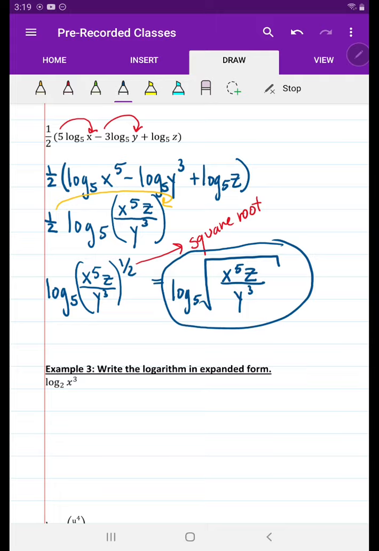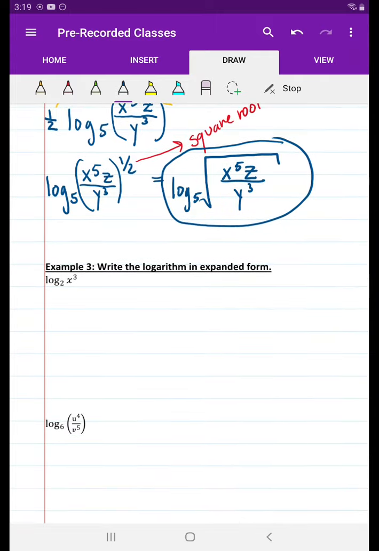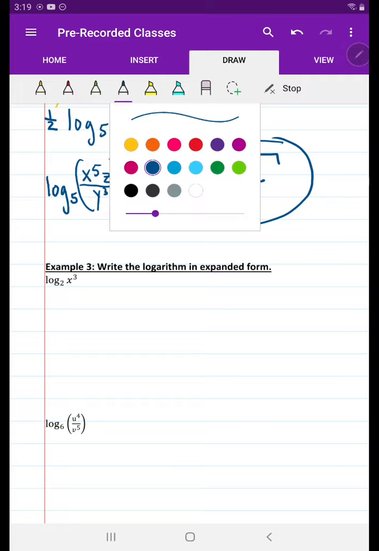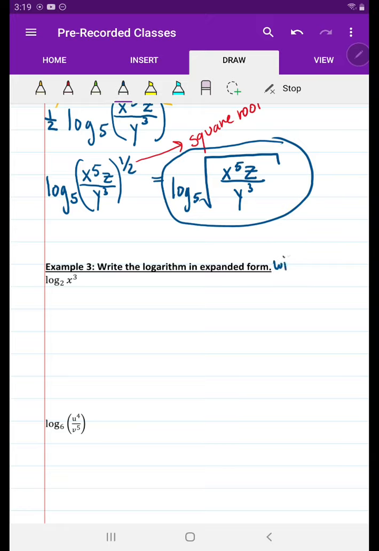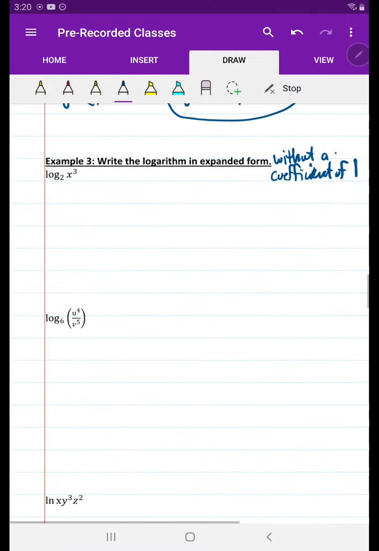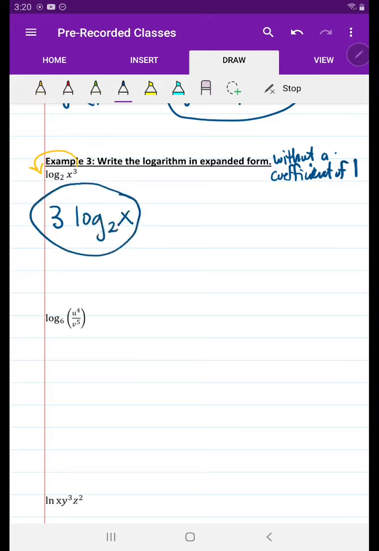All right, now example 3, this is different. So what we're doing in example 3 is the reverse of what we did in example 2, and we're writing everything in expanded form, and we can say without a coefficient of 1. So this first example, log base 2 of x cubed, that exponent of 3 will come in front, and your answer will actually be 3 log base 2 of x. And so that's all you have to do for that example, is just take your exponent and kick that on the outside.